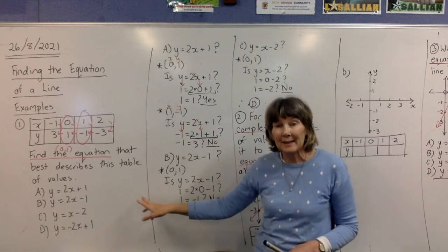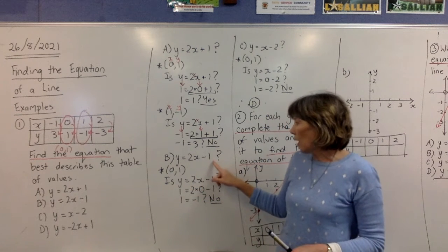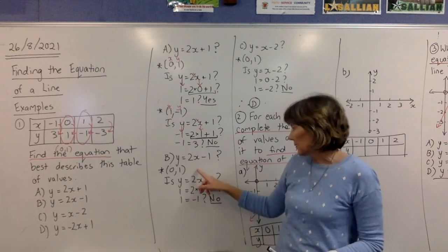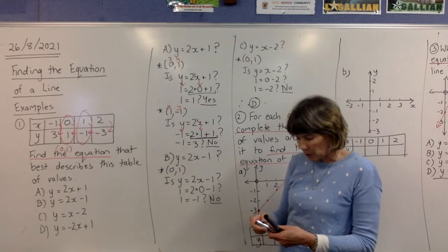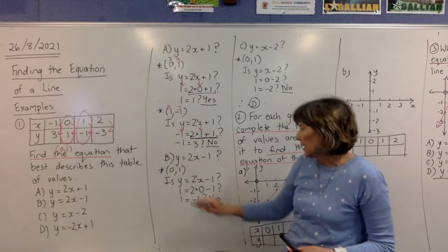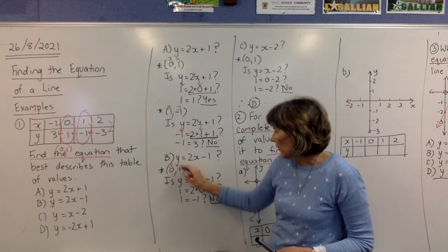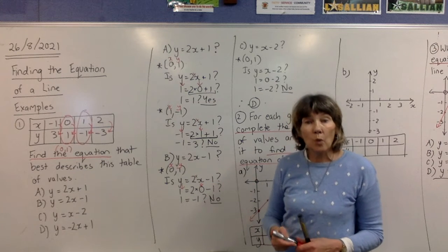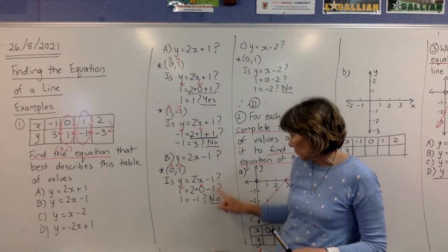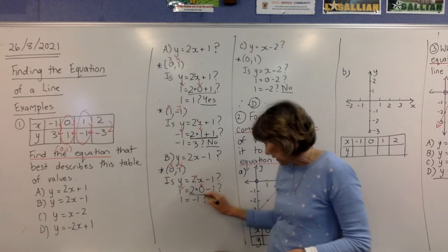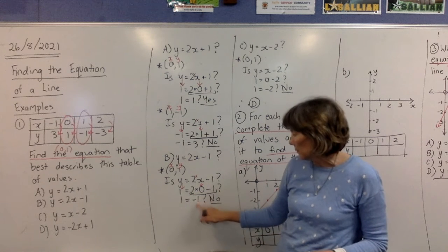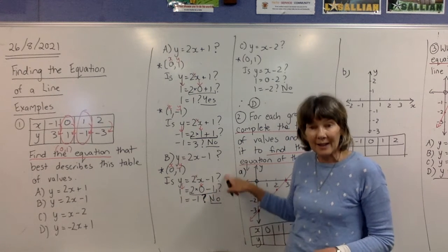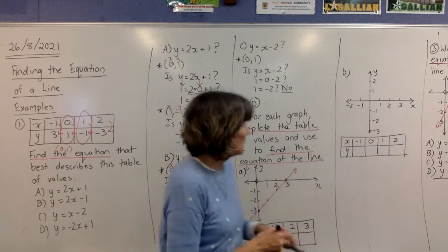So now we're moving to B to see if that works. So B is y equals 2x minus 1. I'm going to start again with this point 0, 1 and see if it works. Is y equal to 2 times x minus 1? Let's put in 0 for x and 1 for y and see what happens. Is 1 equal to 2 times 0 minus 1? Work this out on your calculator. 2 times 0 minus 1 is minus 1. So does 1 equal minus 1? No. So we straight out get a no on that. So we can move straight on to C and test that one out.